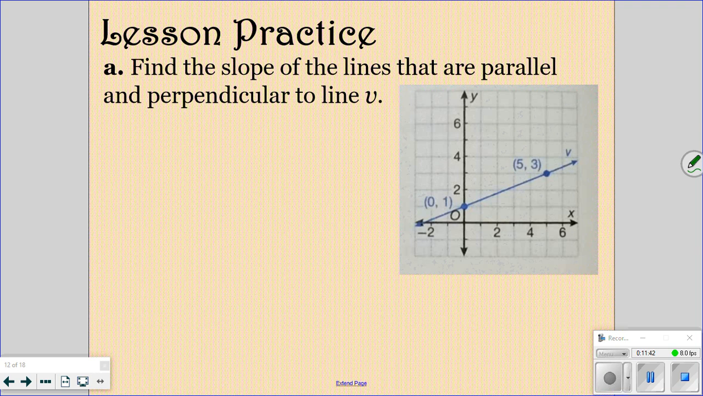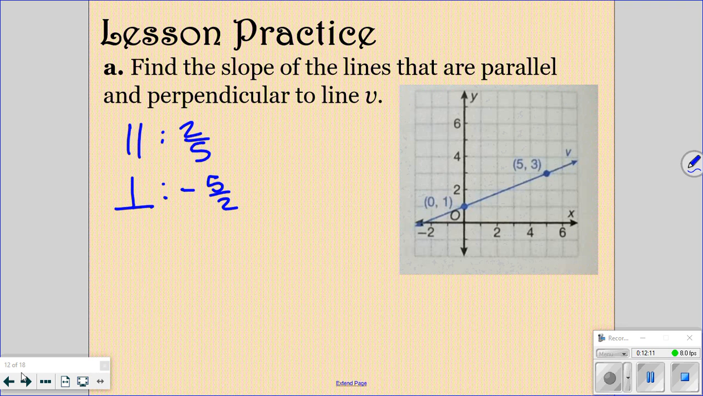Alright, so y'all see if y'all can do this practice problem by yourself, and then I'll go over it. So the slope, we go up 2 and over 5. So parallel would be 2 over 5, and then perpendicular would be negative 5 over 2.